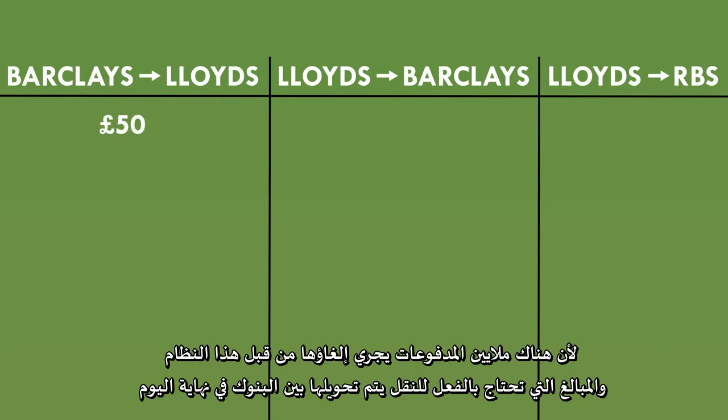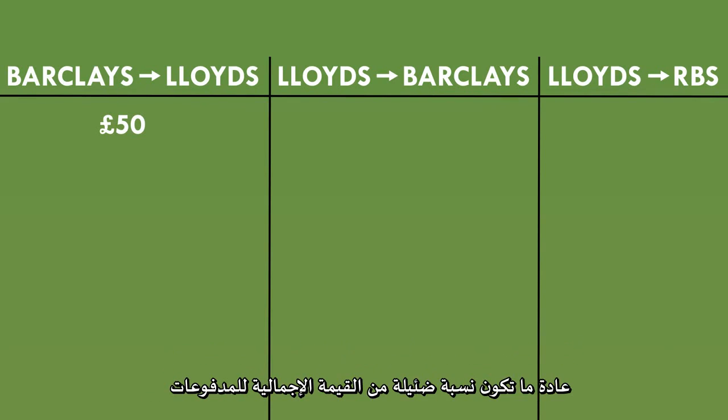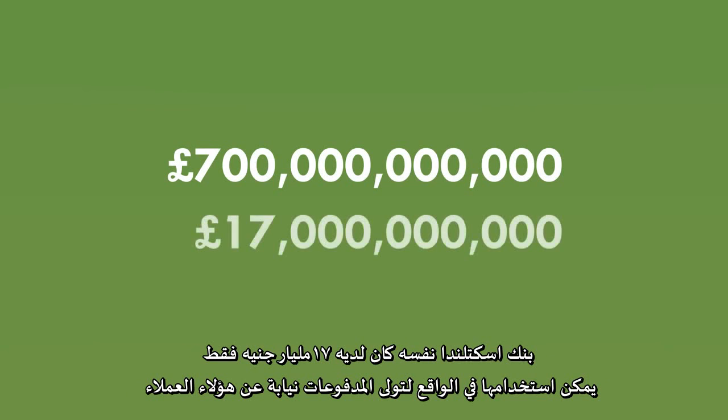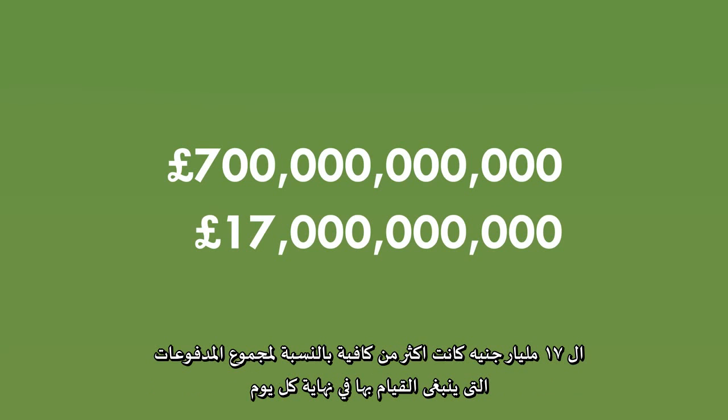Because there are millions of payments being cancelled out by this system, the amounts that actually need to be transferred between the banks at the end of the day are usually just a tiny fraction of the total value of the payments made. And this is why, even though in 2007 RBS customers had nearly £700 billion in their accounts, RBS itself only had £17 billion that it could actually use to make payments on behalf of those customers. This 17 billion was more than enough for the total netted payments that it would need to make at the end of the day.